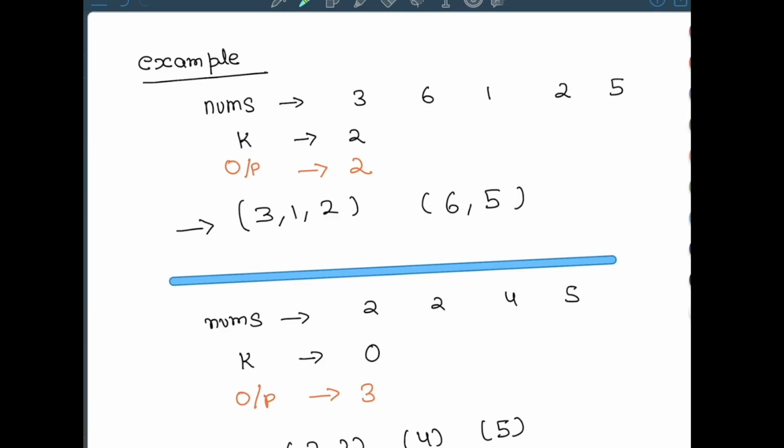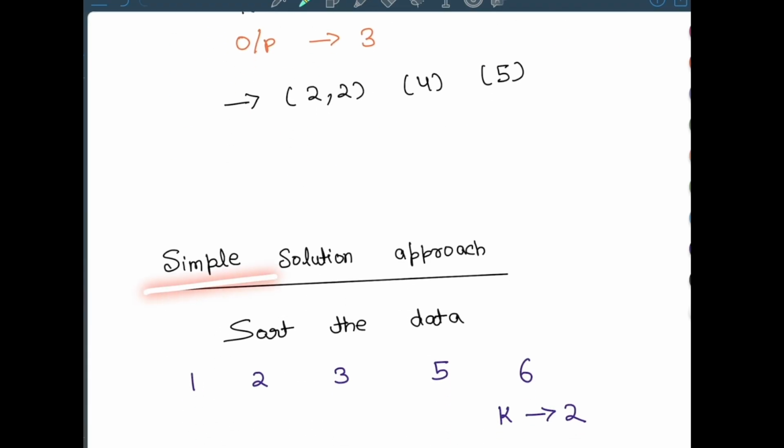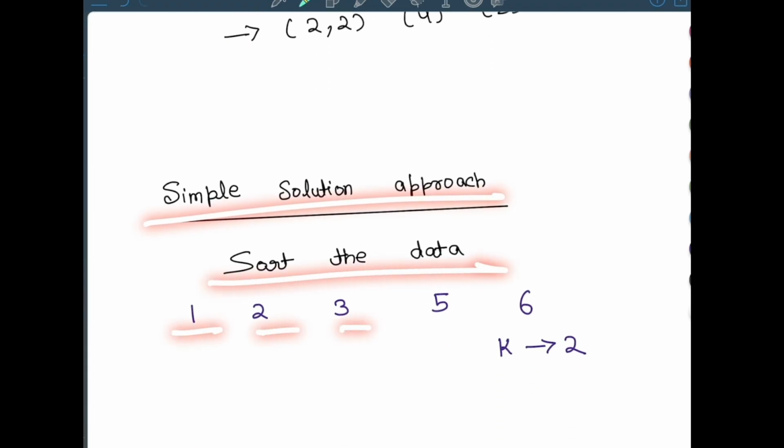Now this is a very hard process because if you create a group of 3, 1, 2, you will have to keep track of which elements are used, and then you will try to process the other elements. It is a very hard process memory wise as well as for managing the solution. But what if you just do the sorting? The simple solution: sort the data, then 1, 2, 3, 5, 6 is your data.